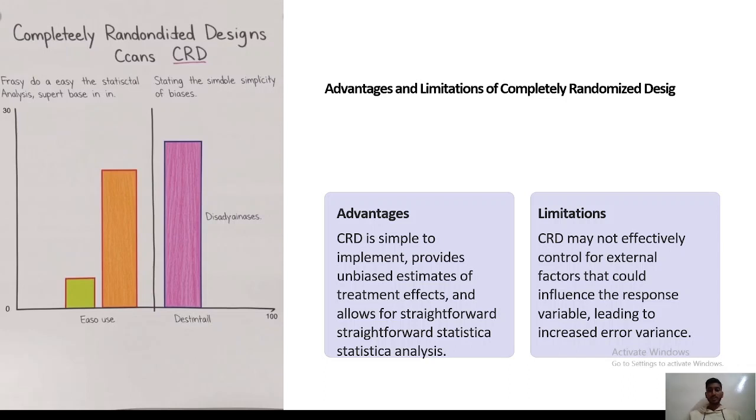Advantages and limitations of the completely randomized design. Advantages: CRD is simple to implement, provides unbiased estimates of treatment effects, and allows for straightforward statistical analysis. Limitations: CRD may not effectively control for external factors that could influence the response variable, leading to increased error variance.